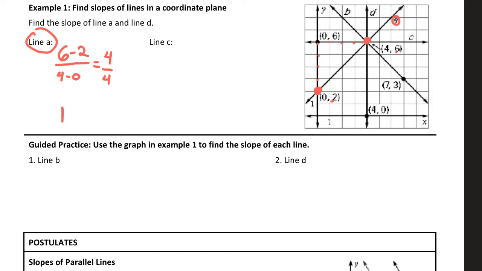The next line I'm going to look at is line C. I'm going to use blue for line C. So this is line C. Line C has these 2 points, (4, 6) and (0, 6). So if I'm doing y2 minus y1, I would take 6 minus 6. And then I would take 4 minus 0, x2 minus x1. So this becomes 0 over 4. 0 divided by 4 is 0. And that connects to the diagram at the top. Horizontal lines have a slope of 0.